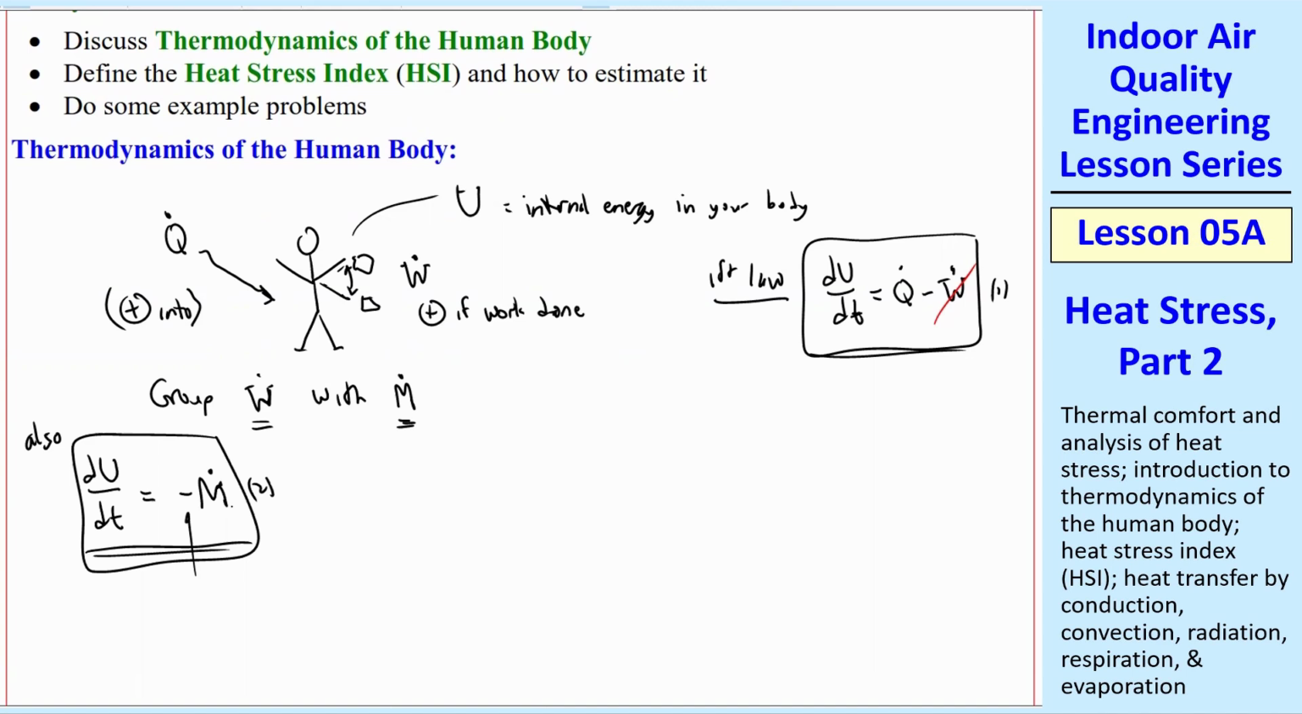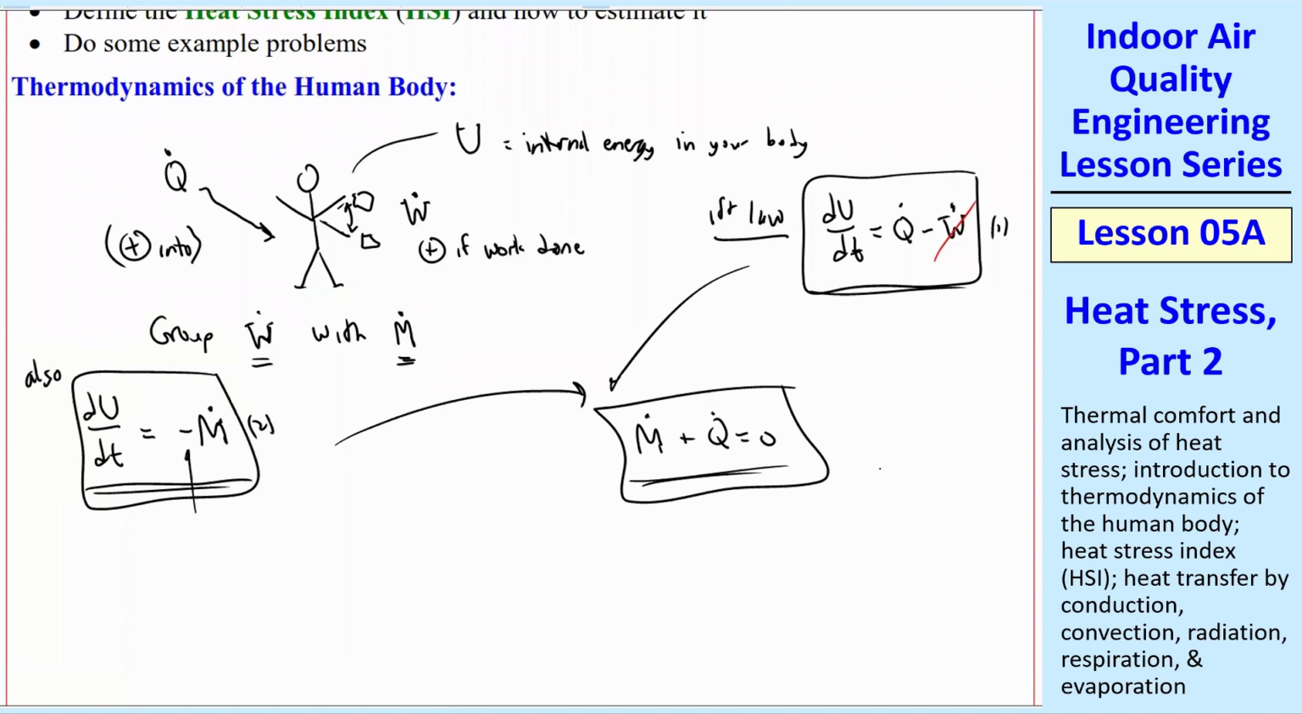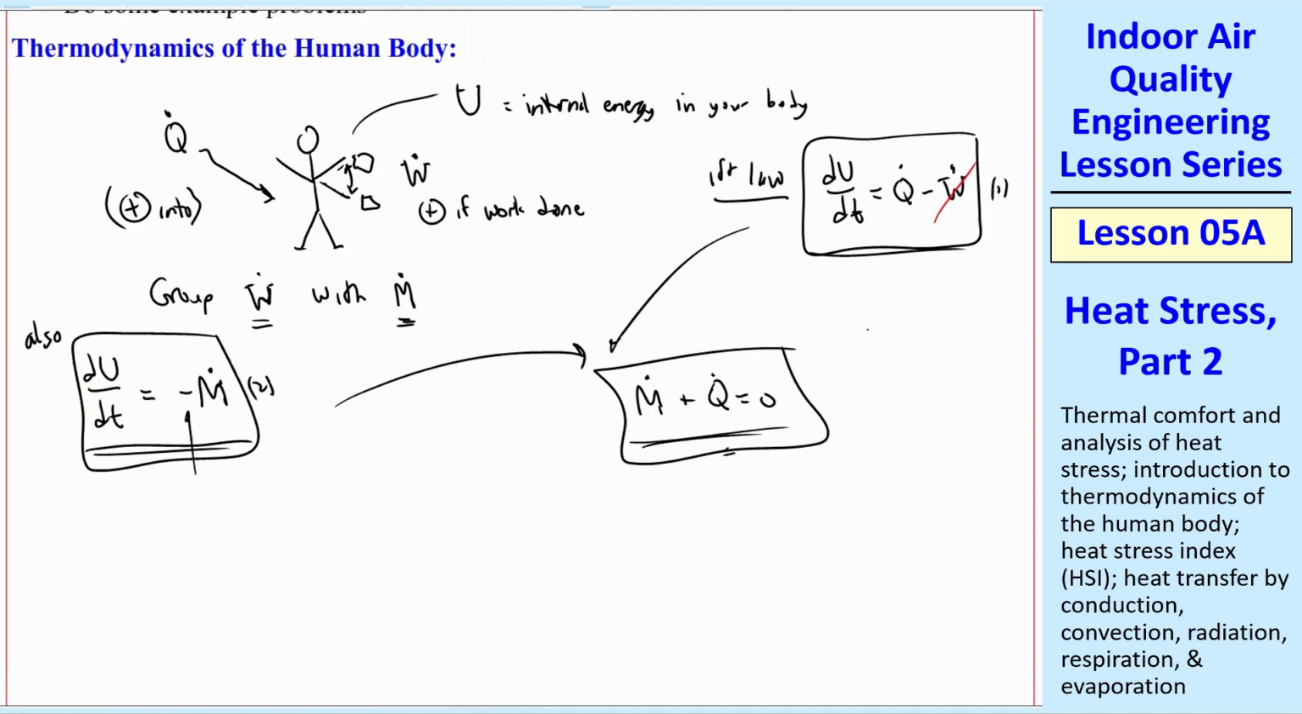So we can combine 1 and 2 together since they both have dU/dt on the left, and we end up with M dot plus Q dot equals 0. And so that's going to be the workhorse equation that we use. All we need to do is find out what Q dot is. We already know what M dot is for certain activity levels and for a certain kind of person. I have to stress that this is for steady state conditions. We're assuming that you're doing something constantly, like walking along or running, and so your M dot is some value, and then you have a Q dot that has to accommodate that. As you work, your body loses energy, and so the Q dot has to compensate for that.